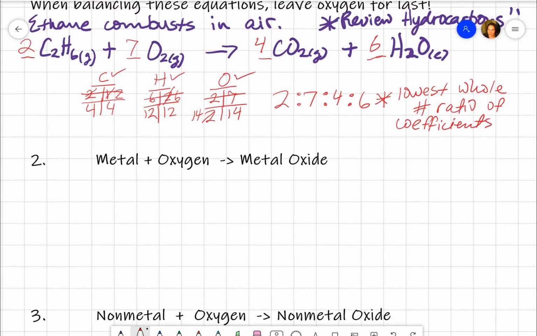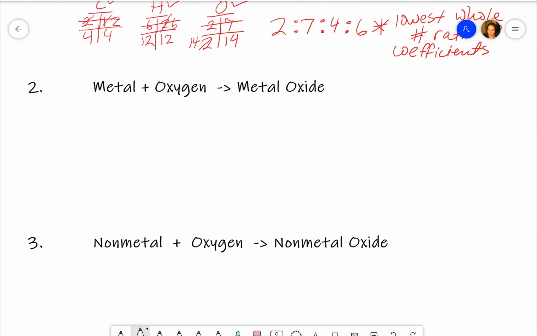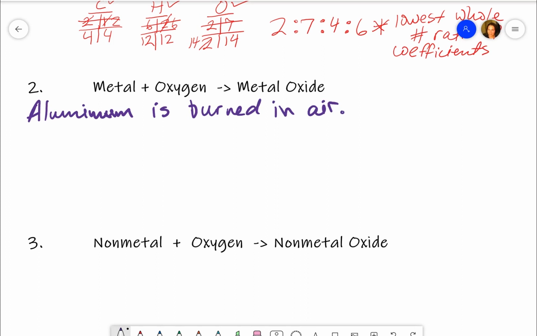All right, let's say I had a metal and oxygen, my bad. So let's say I had aluminum. Oh, I want to switch back to purple. Better. Okay, so aluminum is burned in air. So that might be what a typical test question would say.